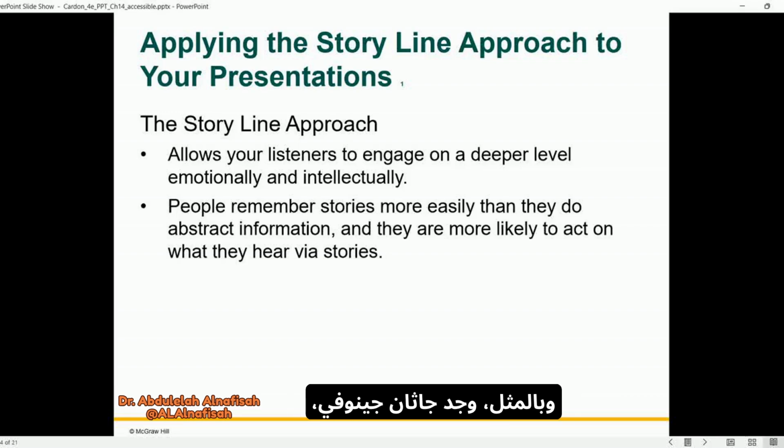Similarly, Jathan Genovi, an HR trainer, found that traditional approaches to compliance training were failing to engage employees. By shifting to storytelling, he transformed dull legal lectures into relatable narratives that captivated his audience. This shift not only improved engagement, but also enhanced learning outcomes and influenced behavior change among employees.